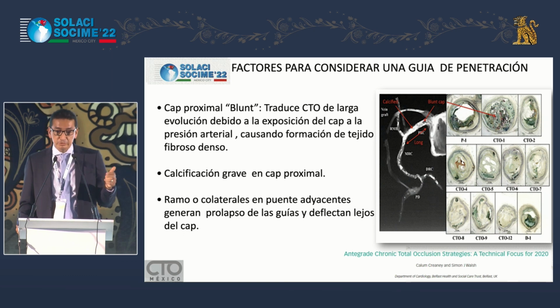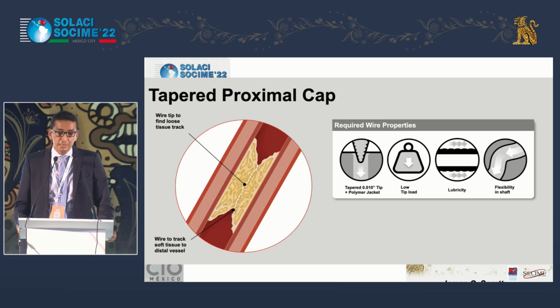Porque recordemos que estos mecanismos pueden hacernos difícil la penetración del CAP, porque el CAP proximal blunt traduce una larga evolución de la oclusión total crónica y la exposición a las presiones sanguíneas va generando esa forma blunt. Lo mismo va generando mayor calcificación grave en el CAP proximal y si está acompañado de un ramo colateral, evidentemente se transforma en una oclusión mucho más compleja.